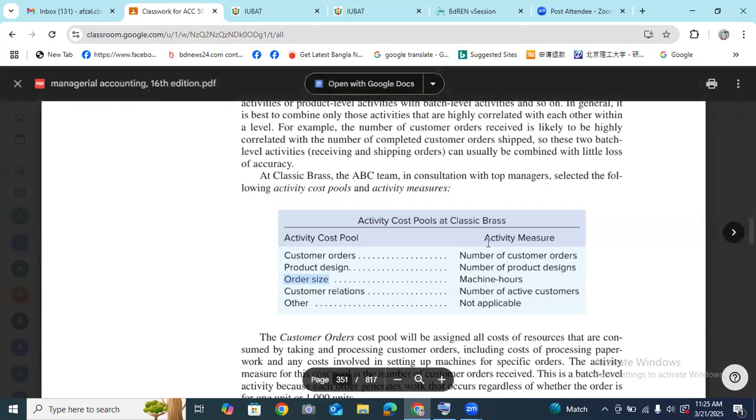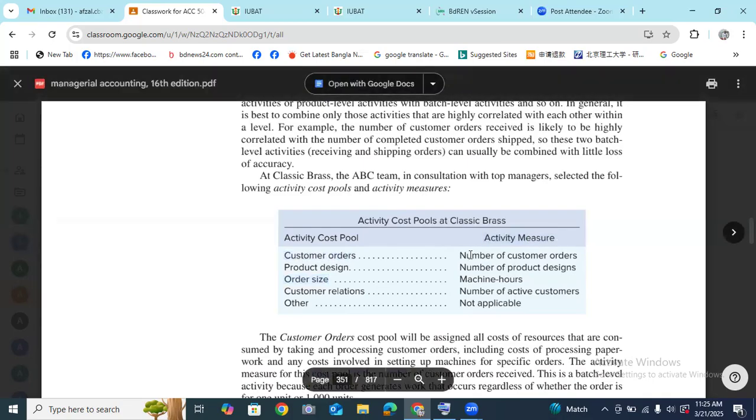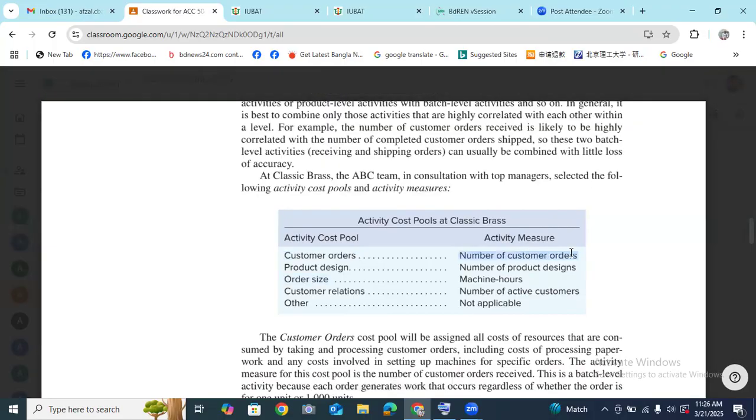And activity measure is, for example, for customer orders, the activity measure is the number of customer orders. So if for customer orders you accumulate 5 lakh taka, and the number of customer orders is 5, then you can determine how much amount you need to allocate for 5 customer orders. This is called activity measure.